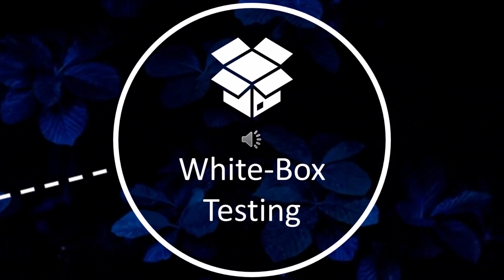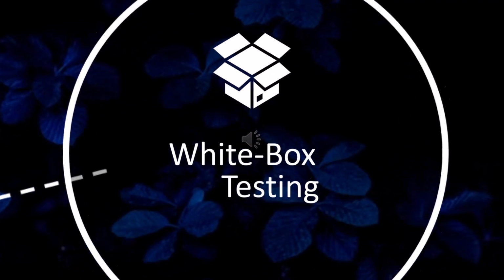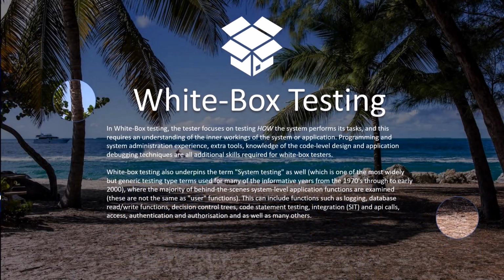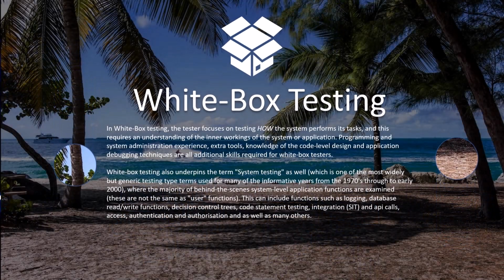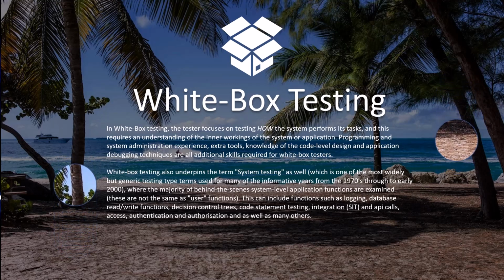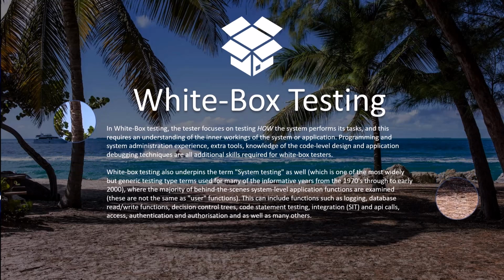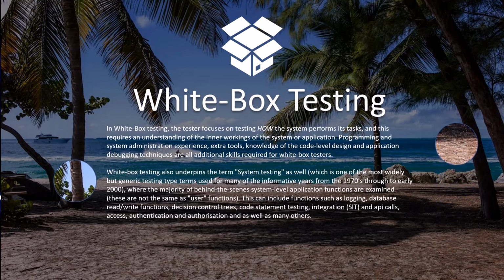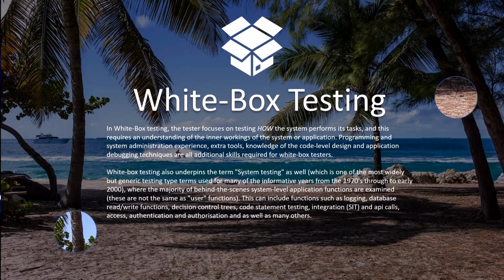In white box testing, the tester focuses on testing how the system performs its tasks, and this requires an understanding of the inner workings of the system or application. Programming and system administration experience, extra tools, knowledge of the code-level design and application debugging techniques are all additional skills required for white box testers.